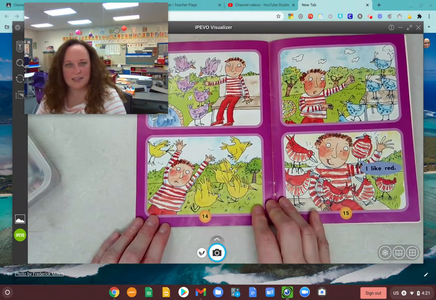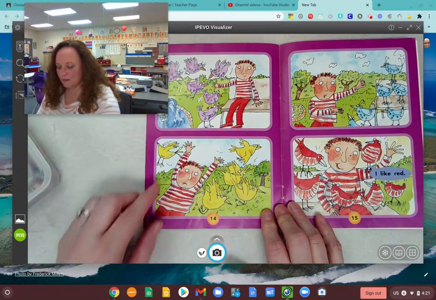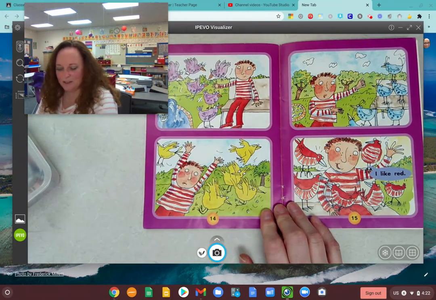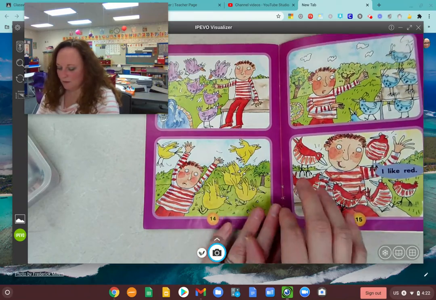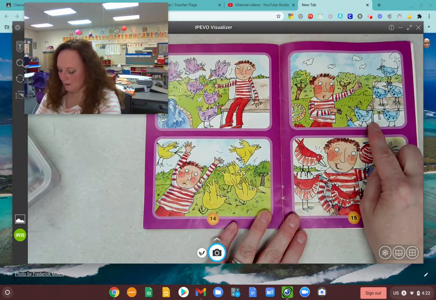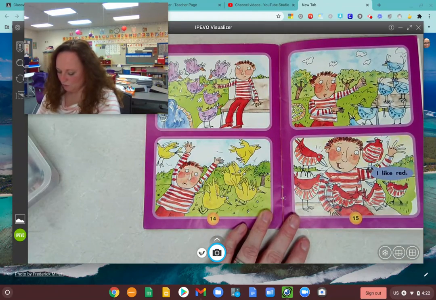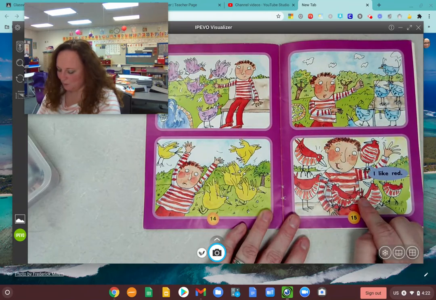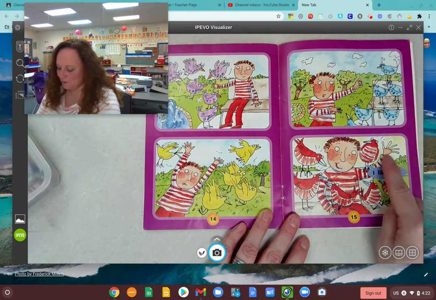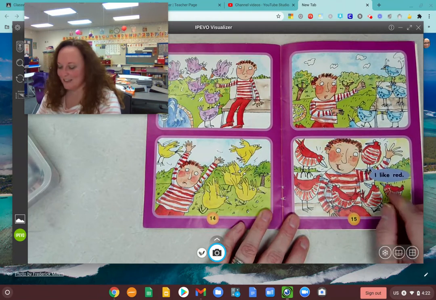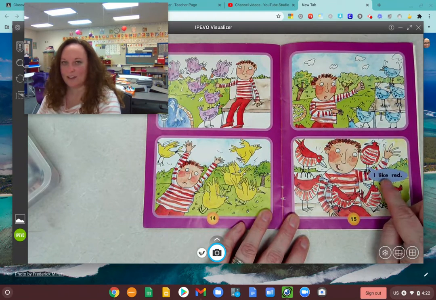Oh, this gives us an idea of maybe why he likes red. I notice that these purple birds are kind of afraid to come land on him. The yellow birds are running away. The bluebirds just won't even come near him. But look at those red birds. Those red birds land right on him. That must be why he says, I like red.